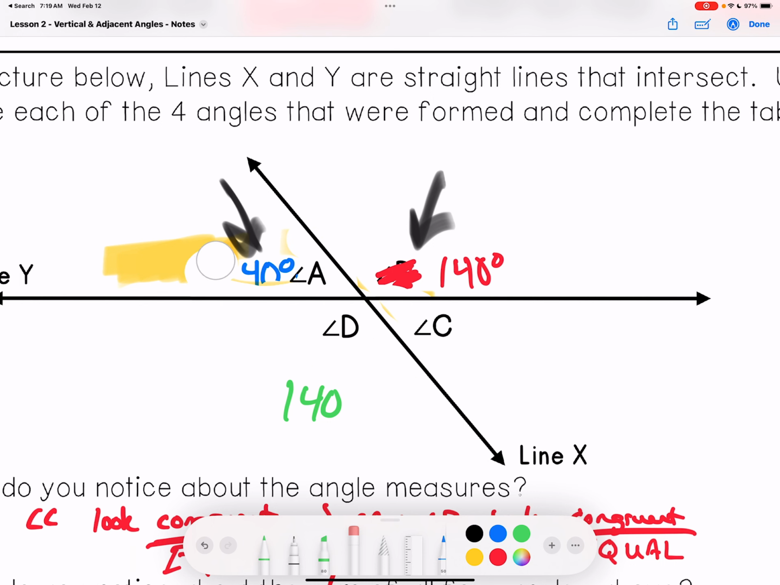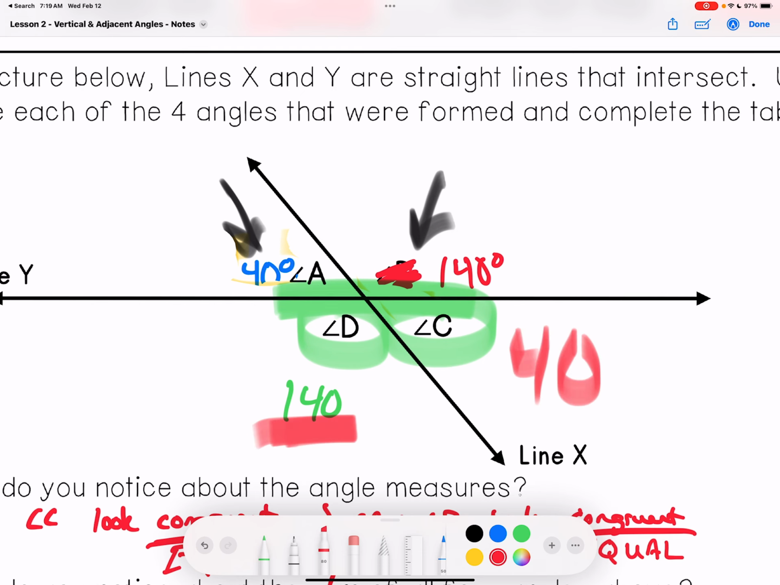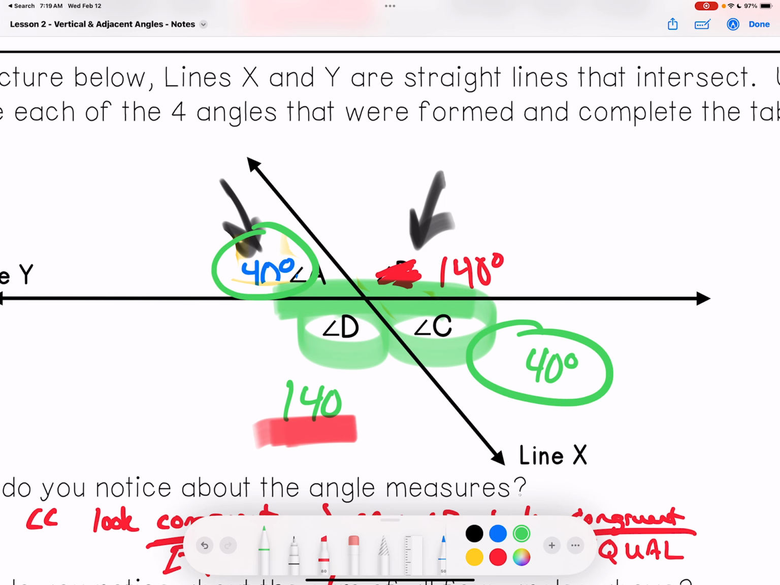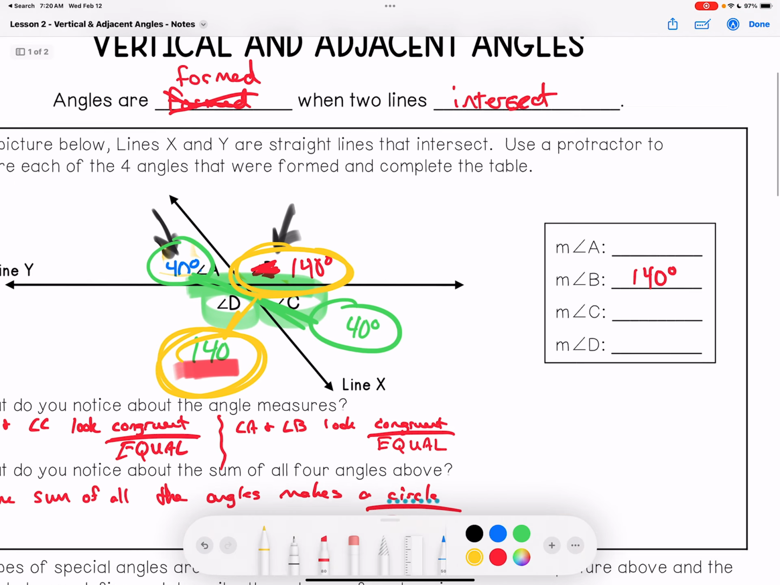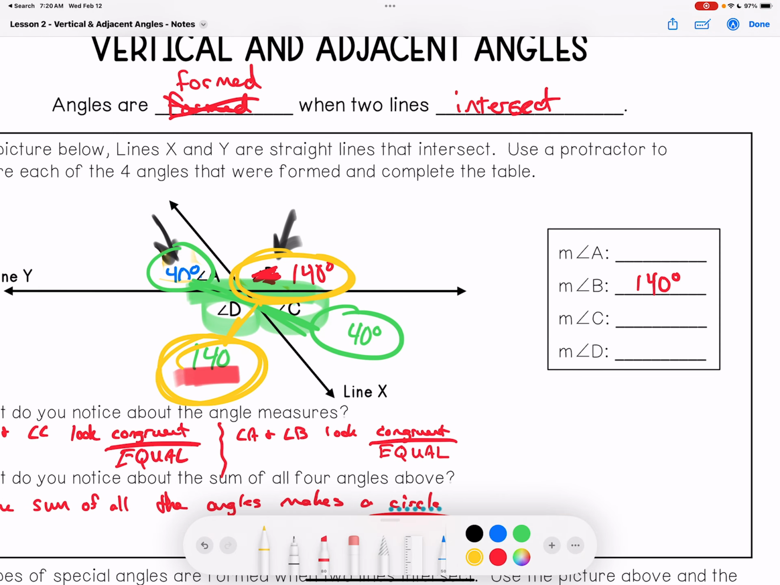And then lastly, these two make a straight line, A, D, and C. So if this one is 40, what's going to be left to be C? 40. Look there, guys. This one and this one are vertical angles, and they are the what? Same. These are vertical angles, and guess what? They are the same. So angle A is 40 degrees. Angle C is 40 degrees. And angle D is 140 degrees.